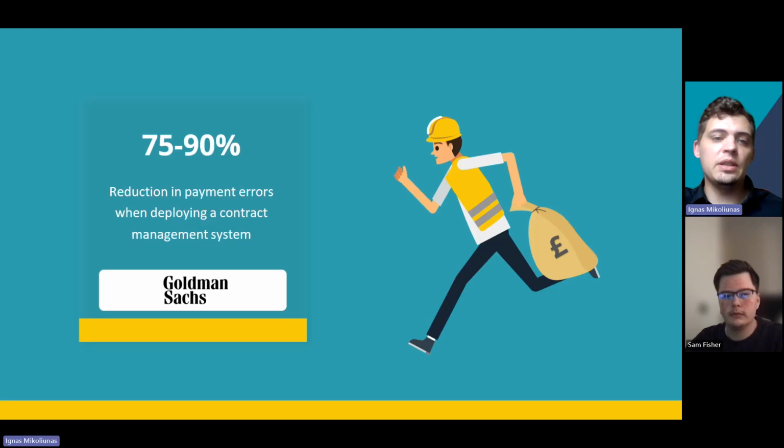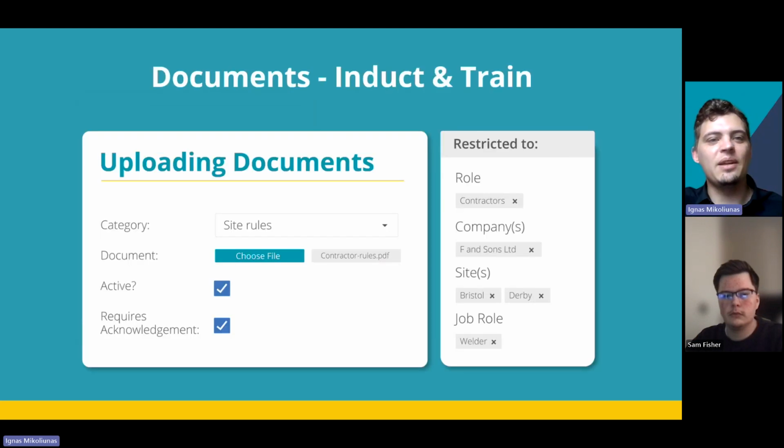And then finally, obviously, we looked at Goldman Sachs. They did a case study, and they found a 75 to 90% reduction in payment errors when you deploy a contract management system. So whether it's time saving or error reduction, it's a very powerful tool, because unfortunately computers are ones and zeros, so there's no interpretation. It's always correct when you go digital, unlike comical instances where a 5 looks like a 3. So again, that never happens in digital platforms.